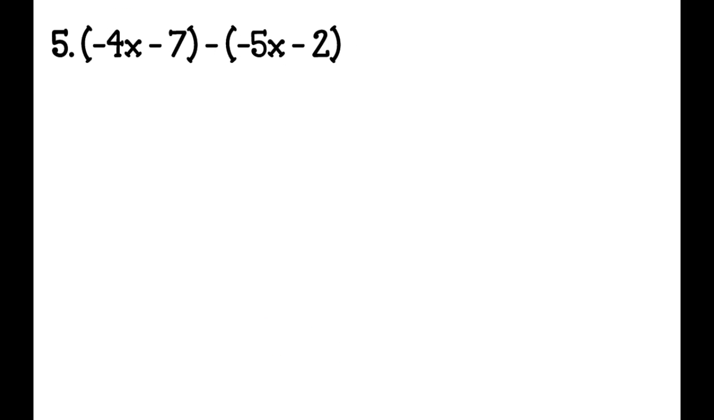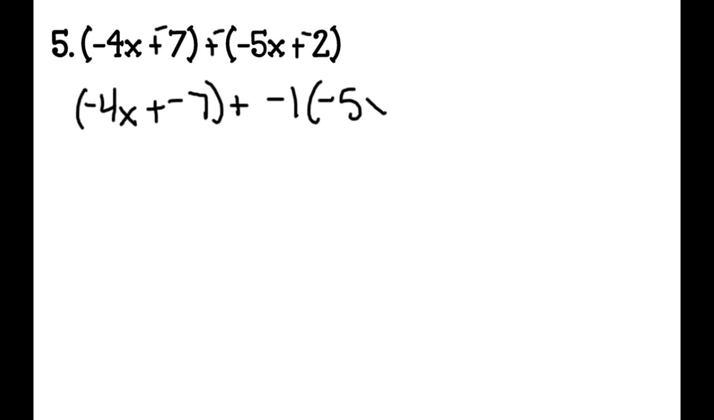Okay, number 5, I have negative 4x minus 7 minus negative 5x minus 2. Lots of negatives and minuses here. So I'm going to add the opposite. That becomes negative 7. Add the opposite. We have a negative 1 outside now. Add the opposite. Now that's a negative 2. So I have negative 4x plus negative 7 plus negative 1 times negative 5x plus negative 2.